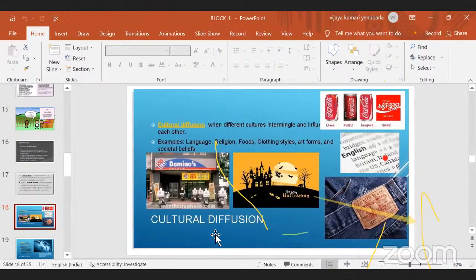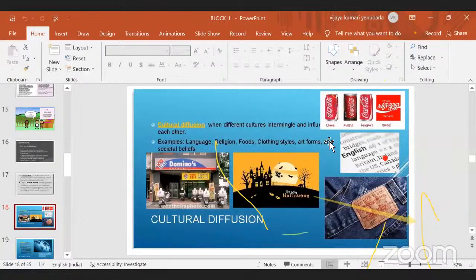So cultural diffusion. Globalization is a cultural diffusion as well as cultural change. Cultural diffusion means some practices will slowly diffuse into some other culture. Some cultural practices are taking place in some other culture. This is cultural diffusion. An example is language. Everybody is using the English language today.